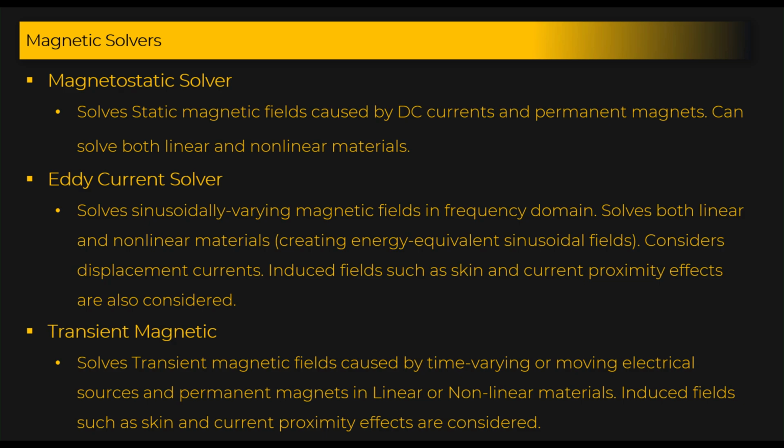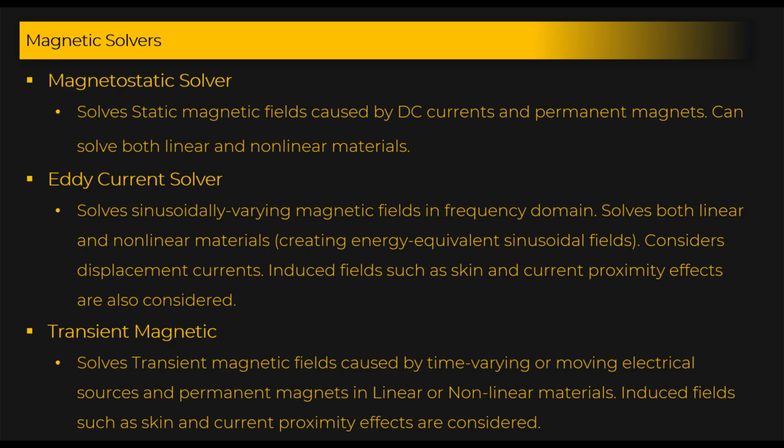Now transient magnetic is widely used for motor simulations, where we have movement of the rotor involved and the current is also time varying. Also, it is sometimes not the case that we always have a sinusoidal current. It can be PWM based, it can be somewhat distorted, or let's say we have some harmonics included in our waveform. That type of waveform, transient can also simulate.